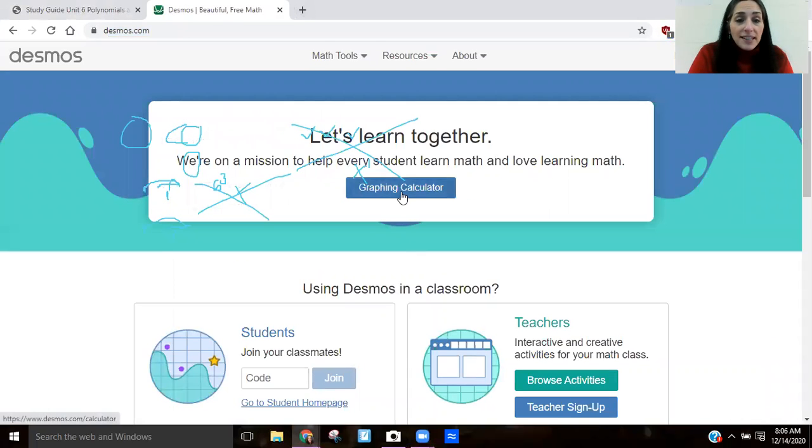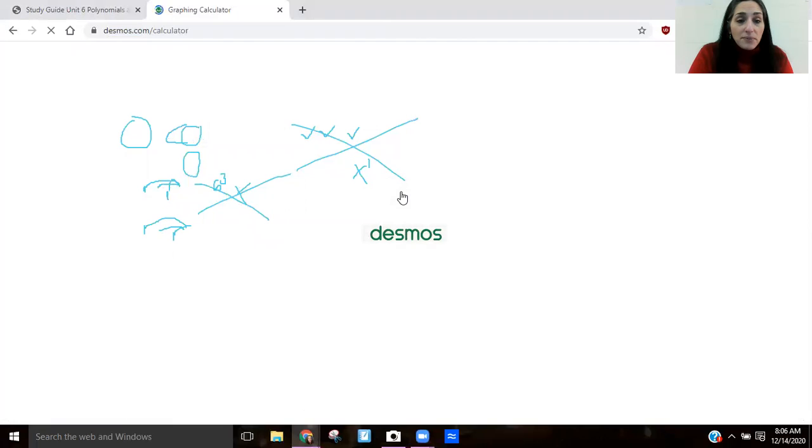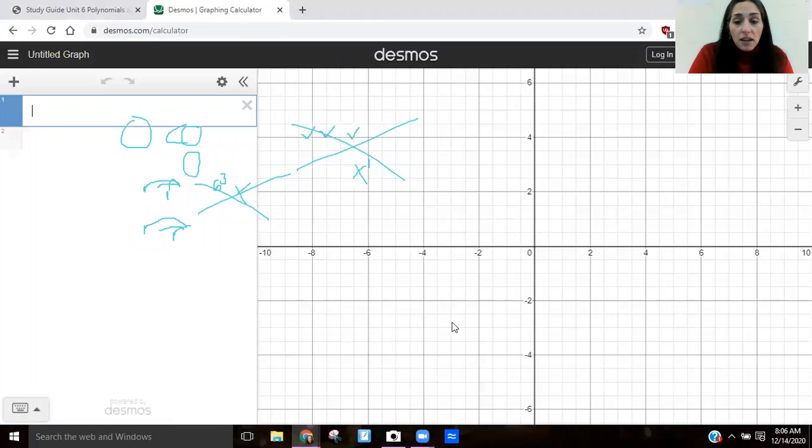Oh my goodness, my annotations are still on my Desmos screen. Let's clear those all out of there.